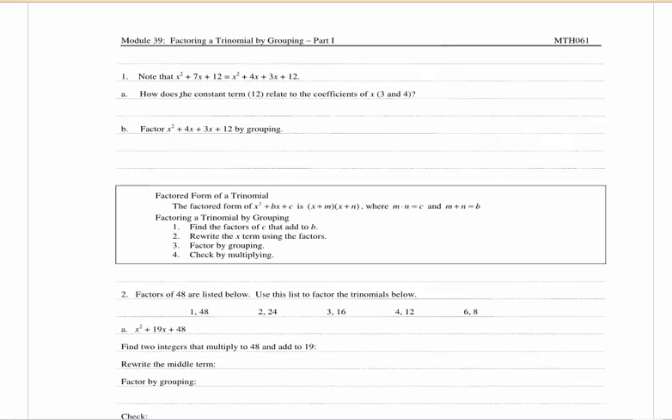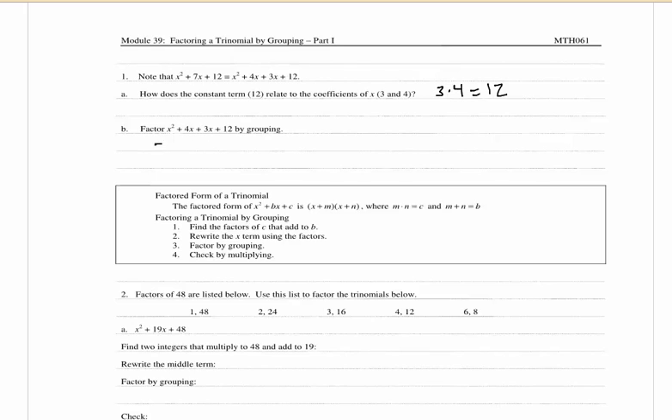In A, it says, how does the constant term 12 relate to the coefficients of x, 3, and 4? And if we had 3 times 4, that's equal to 12. So the product of 3 and 4 is equal to 12. And in B, it wants us to factor x squared plus 4x plus 3x plus 12 by grouping.